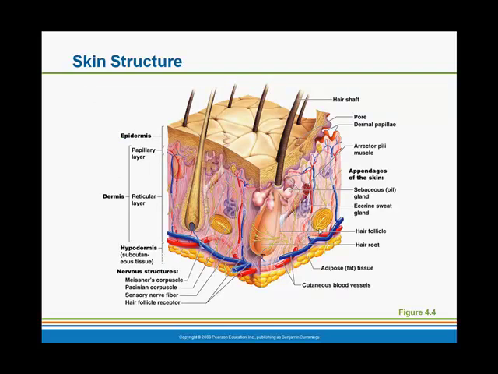This 3D diagram of the skin does a better job of showing the relative thickness of the two layers, as well as the accessory organs like hair and glands that are scattered throughout the skin. In future lectures, we'll be looking at the accessory pigments, skin color and cancer, and then some homeostatic imbalances to the skin.